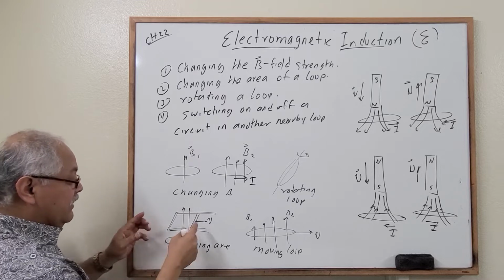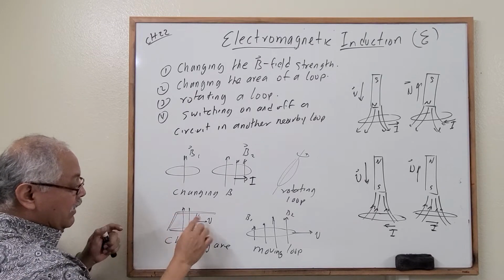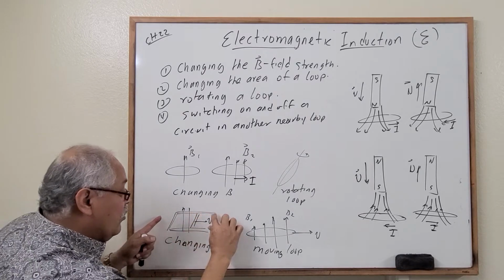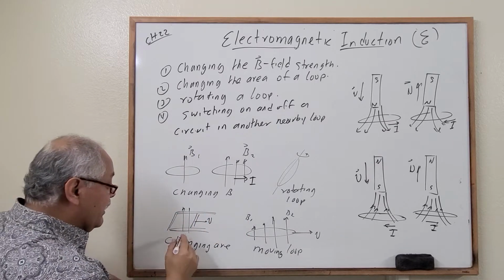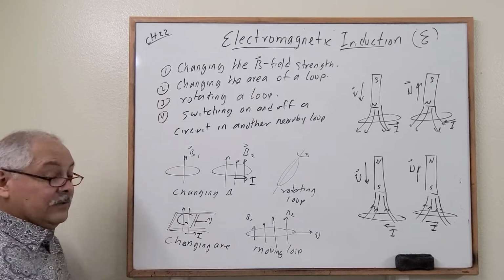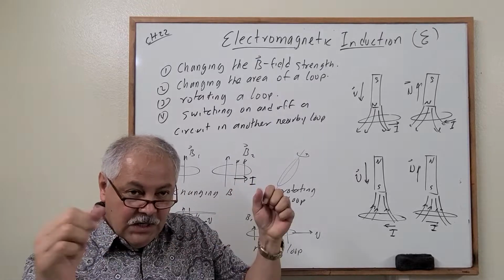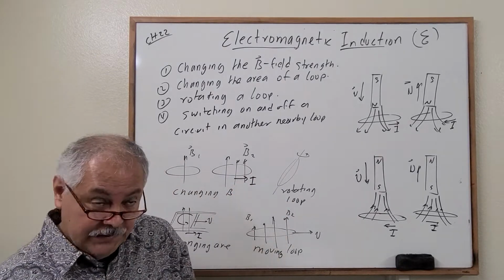The same thing happens for case two, changing the area. Imagine that we have this area and we're moving this section. It's a conductor. We're moving this part, so we're increasing the area. If we're doing that, a current is induced through this circuit, through the conductor. Also, imagine that we have a magnetic field, we have a loop. If we can change the area in this way, we also induce a current.